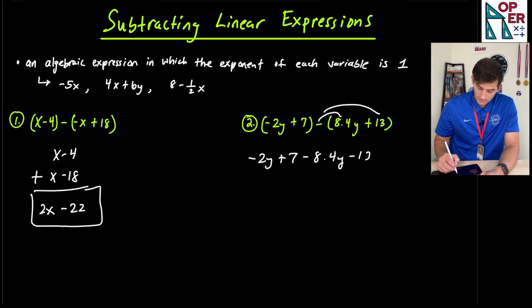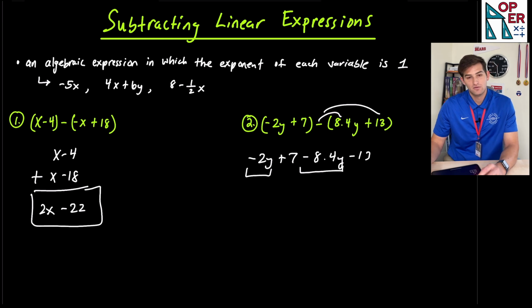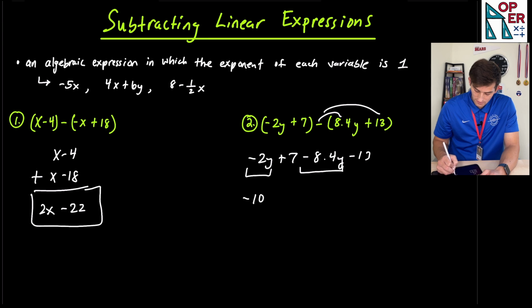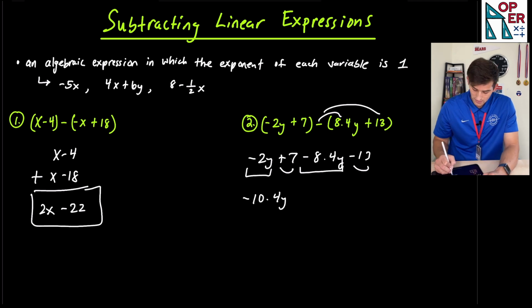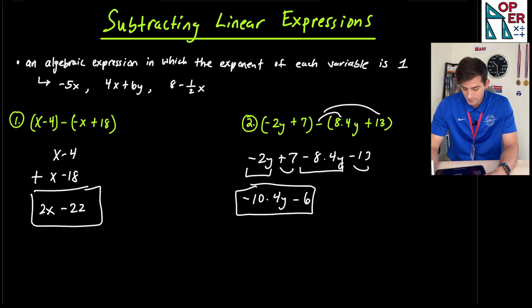Now notice I have negative 2y minus 8.4y. I have a negative and I'm subtracting, so I'm going to get more negative. This would be like doing negative 2y plus negative 8.4y, so this would be negative 10.4y. Then we have plus 7 and minus 13, which is like 7 minus 13, which would be negative 6. So our final answer for number 2 would be negative 10.4y minus 6, and that is how you can subtract linear expressions.